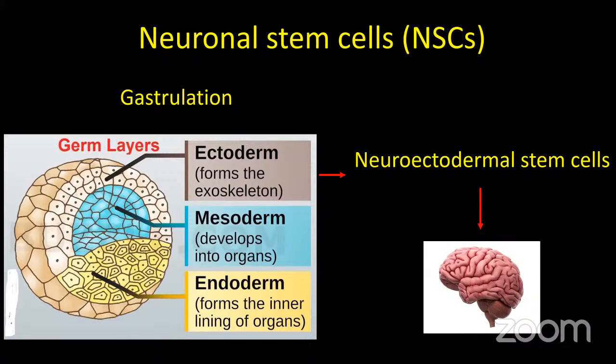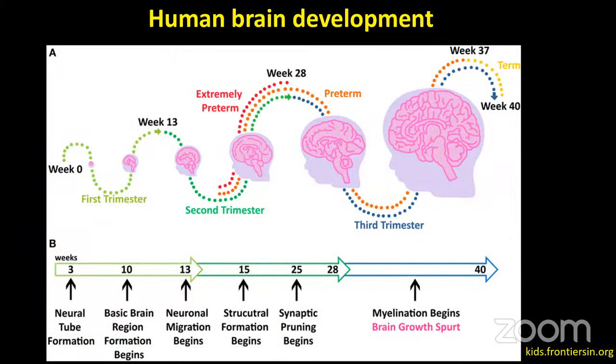Now if we look at the timeline of brain development in humans, as I said, these neuronal stem cells delineate in about 2 weeks. Then at week 3 of pregnancy, the neural tube starts to form. By week 10, the basic regions of the brain are forming. About week 25, different neurons start to connect to each other and form synapses. This goes on until full term, which is 40 weeks, and even after that, the connections are formed until very late in life.